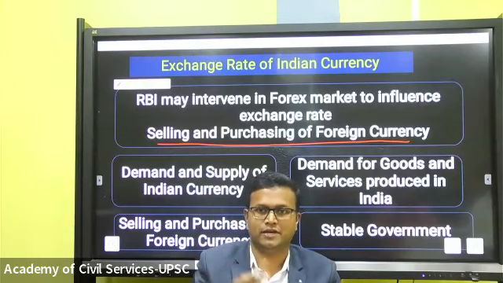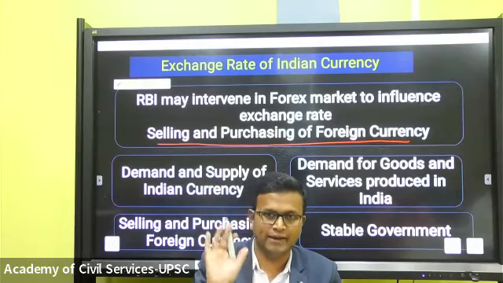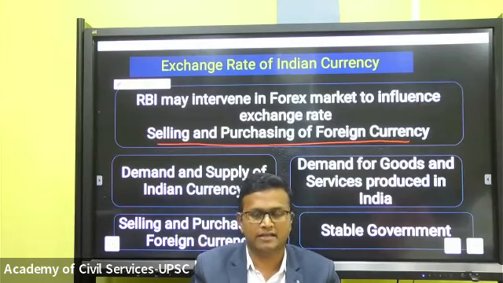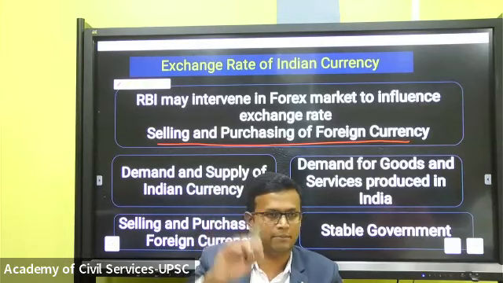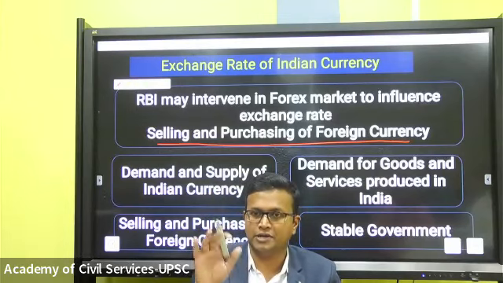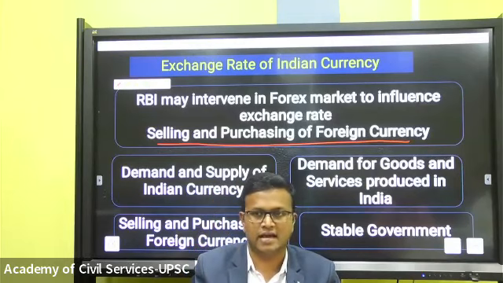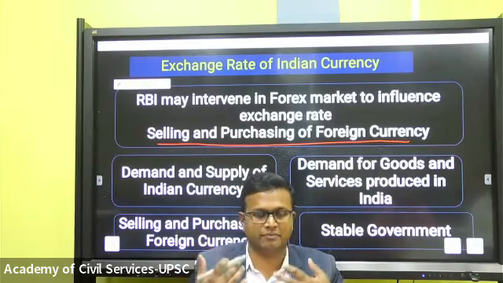RBI wants to reduce the value. Sometimes that will be required. Why? I will come to that later. Indian currency's value is high in the market. RBI wants to reduce the value of Indian currency. At that time, RBI will purchase foreign currency from the market.